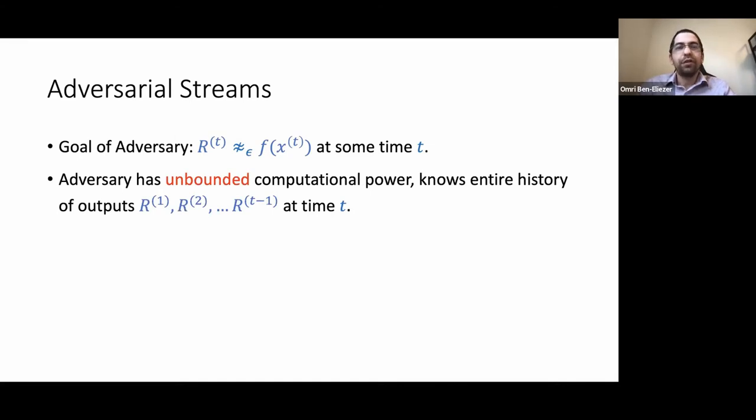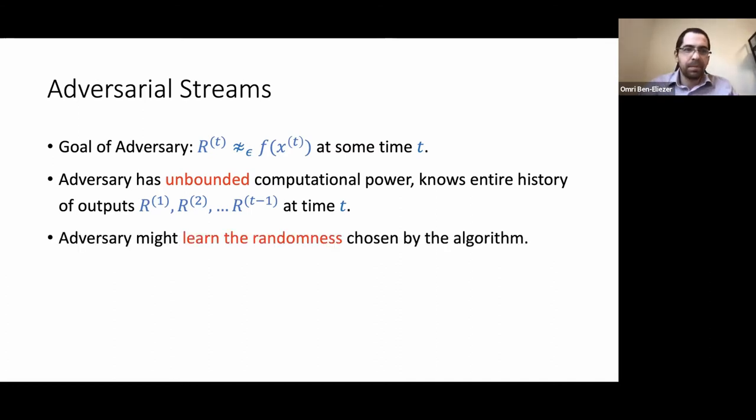And for the sake of simplicity, let's assume that the adversary has unbounded computational power, and that it knows the entire history of the outputs provided until now in the process. The assumption of unboundedness is not that essential. The attacks that we know that work well in many cases don't assume unbounded computational power, and the defenses that we know until now, regardless, in many cases work against bounded or unbounded computational power for the adversary.